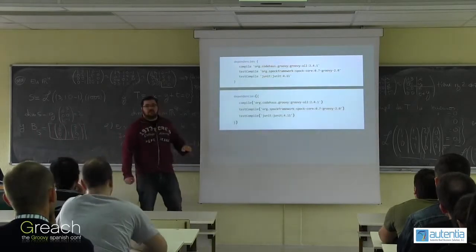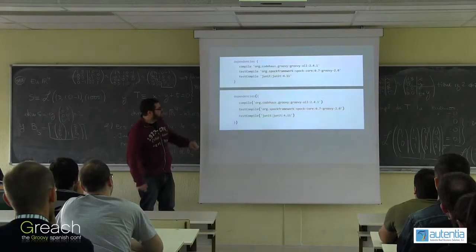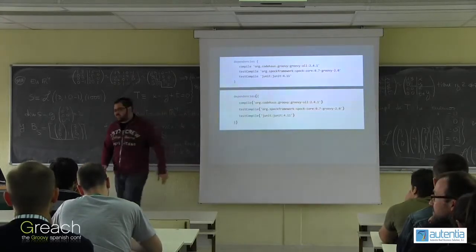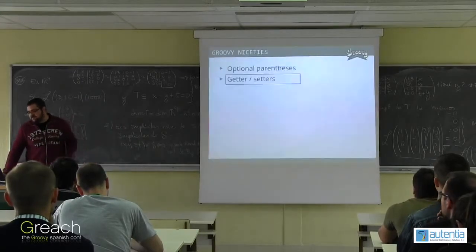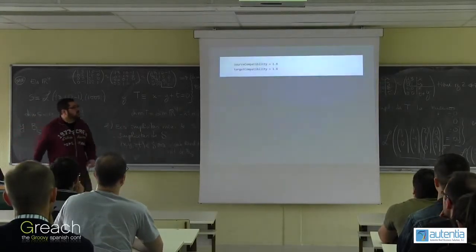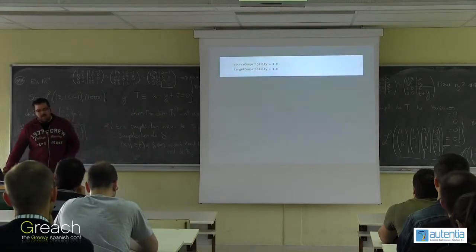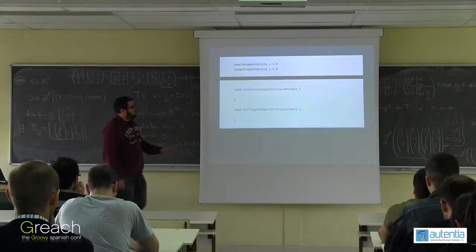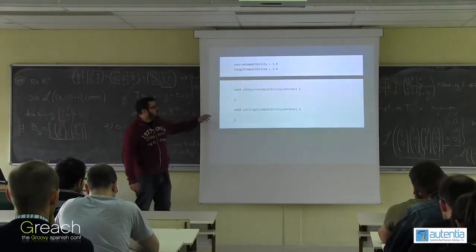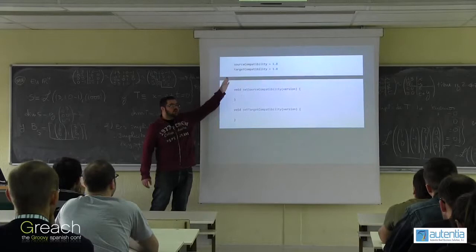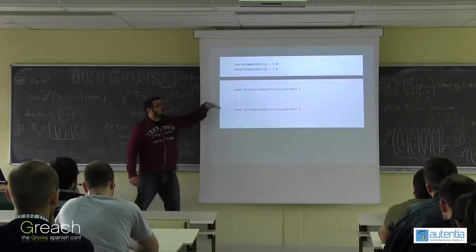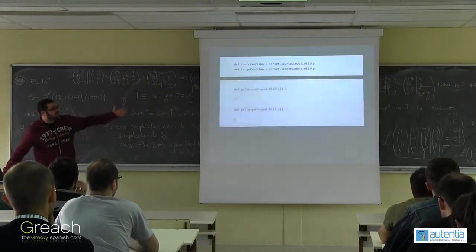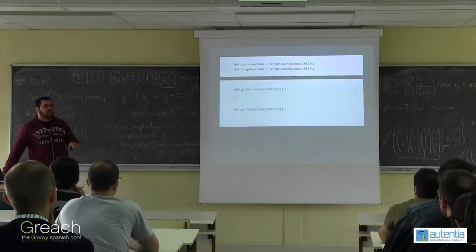Here, I don't know if you can see the back very well, but this is the one that most of you know, I think. The parentheses in Groovy are optional, and for the getters and setters there is a shortcut. You only have to set a property, and then you can use just the name of the variable equals the value. This is quite easy. The same for the getters. I'm going to go quite fast here.